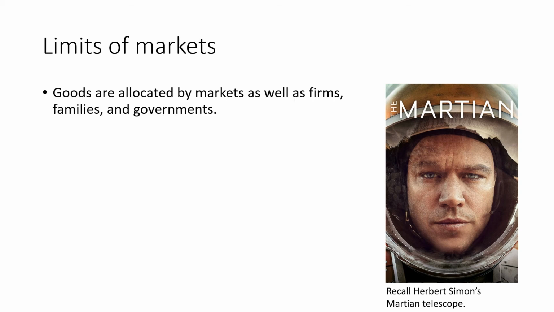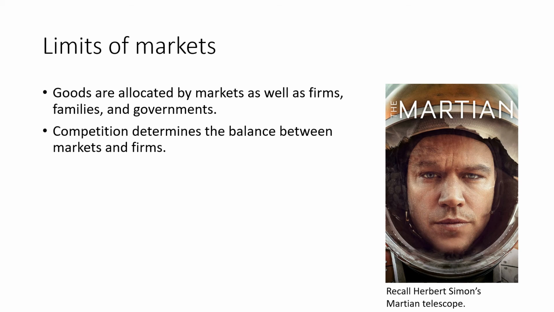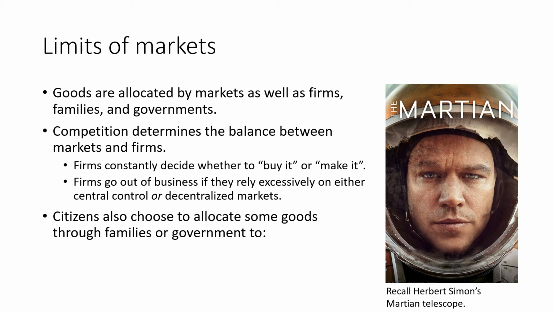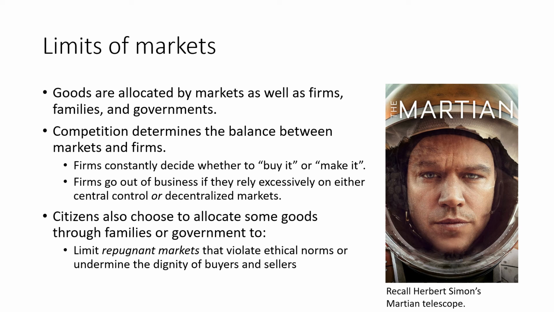Reasons for these are that goods are allocated by markets as well as firms, families, and governments, and competition determines the balance between markets and firms. Firms constantly decide whether to buy it or to make it, and firms go out of business if they rely excessively on either central control or decentralized markets. Citizens also choose to allocate some goods through families or government.